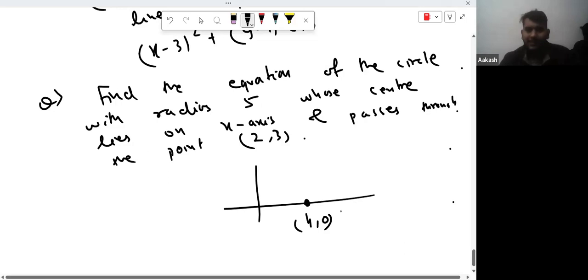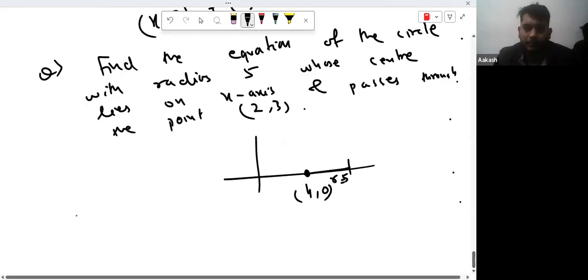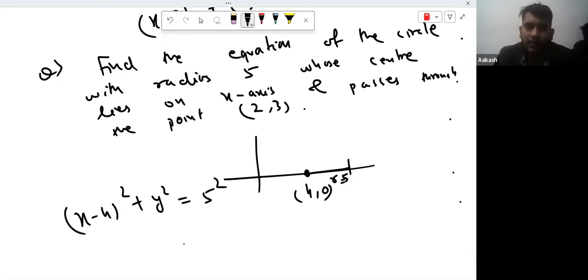Center lies on the x-axis, so the center is h comma 0, and the radius is 5. There is a point 2 comma 3. So we can write (x minus h) square plus y square is equal to 5 square. Put the value of x and y and get the answer.